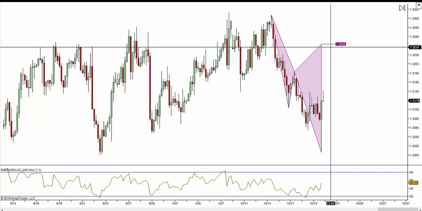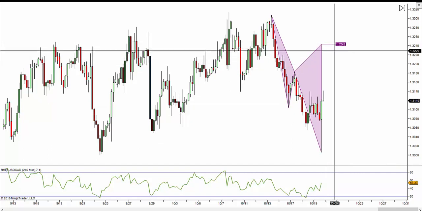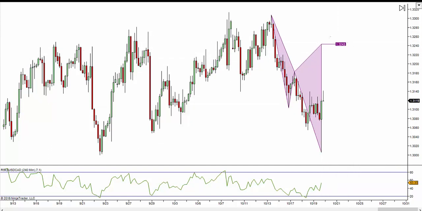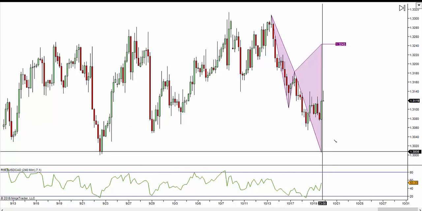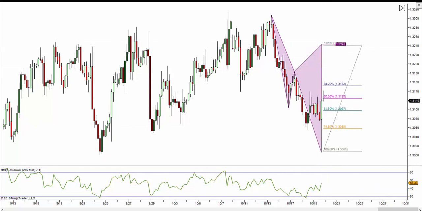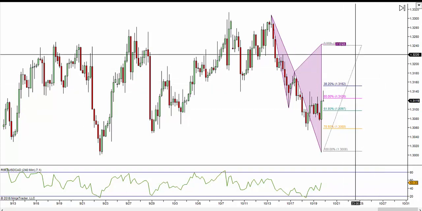That's my entry. I already know that if price pushes up and actually touches this level, I can get short. I'll be looking for my fib retracements from here to here. Target 1, target 2. How quick is that?